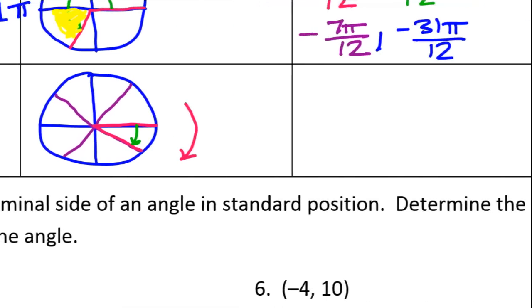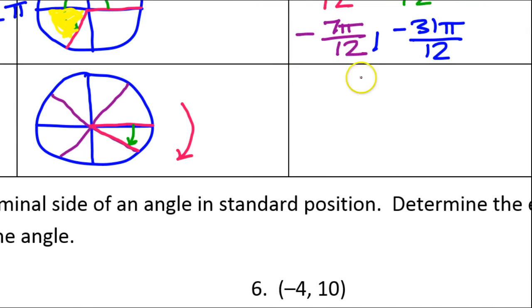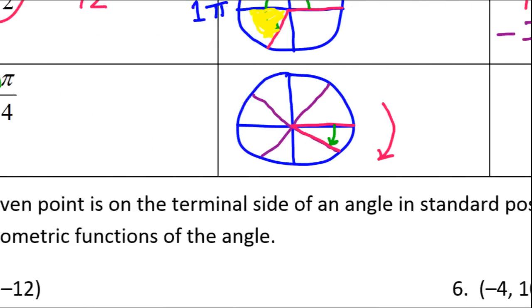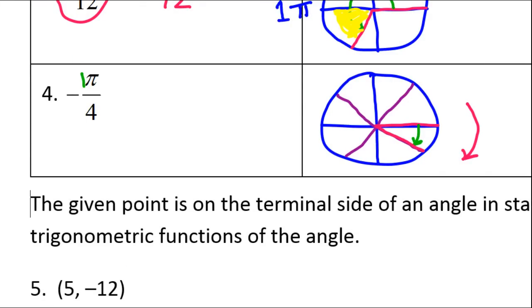Now, if I want a positive coterminal angle, I need to add 2 pi, as we've done before. So if I want to add 2 pi, okay, but yet I need like denominators, so I'm going to have to take this and multiply by 4. So that's going to give me 8 pi over 4. Let me just rewrite it. So 8 pi over 4.